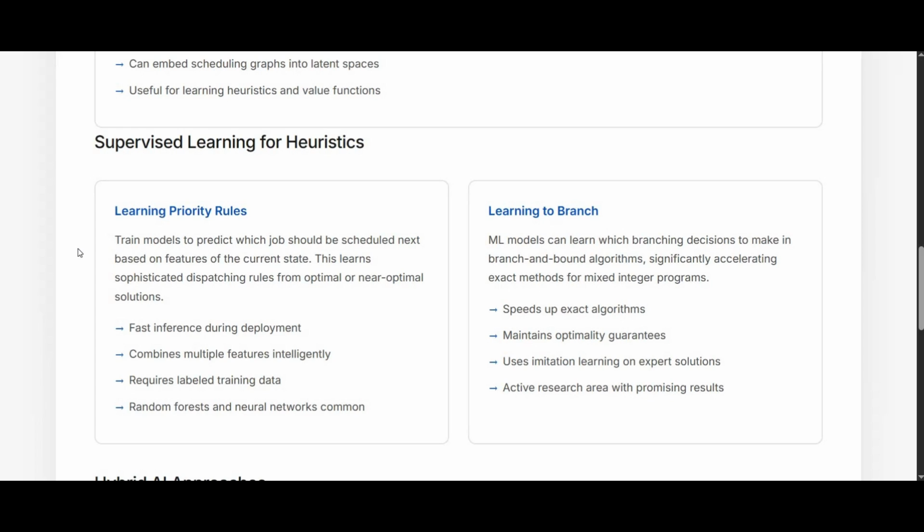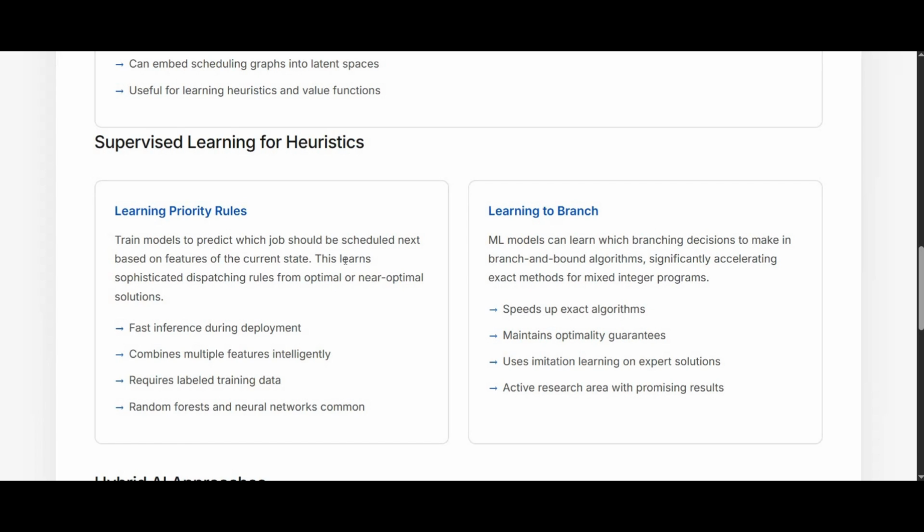And there are two key approaches shown here, learning priority rules and learning to branch. In learning priority rules, we train a model to decide which job should go next based on the current state, things like remaining processing time, due date, and machine load. It's similar to traditional dispatching rules such as shortest processing time or earliest due date. But now the model learns these rules automatically from data. Over time, it can produce more sophisticated decisions that get close to optimal results.